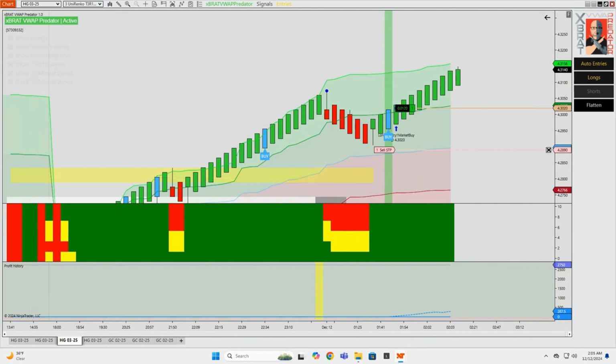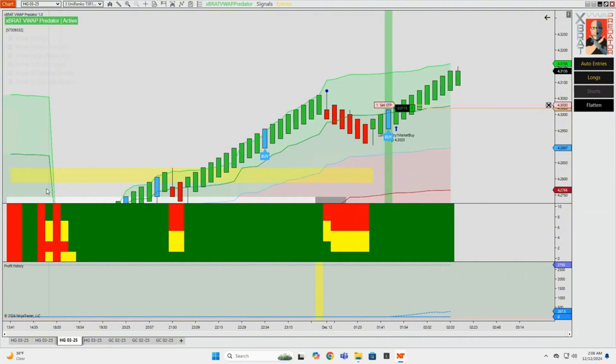We have a really, really strong momentum move, and it wasn't affected by the gold pit open there, so very, very good. So I'll just keep you informed as the trade continues. I mean, trading should be boring. It's doing it automatically.